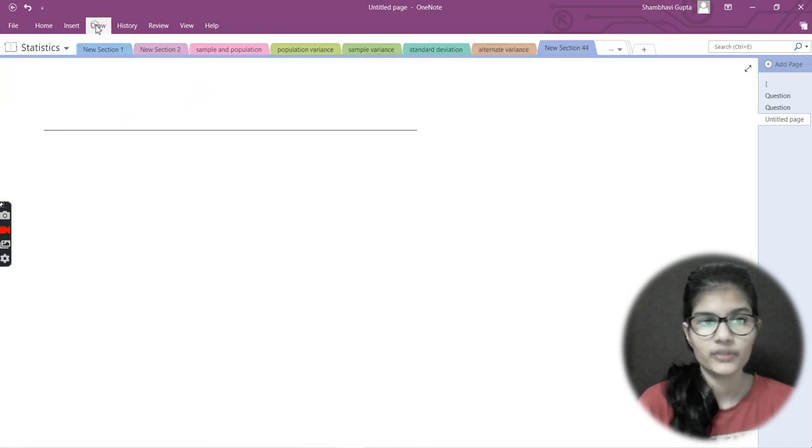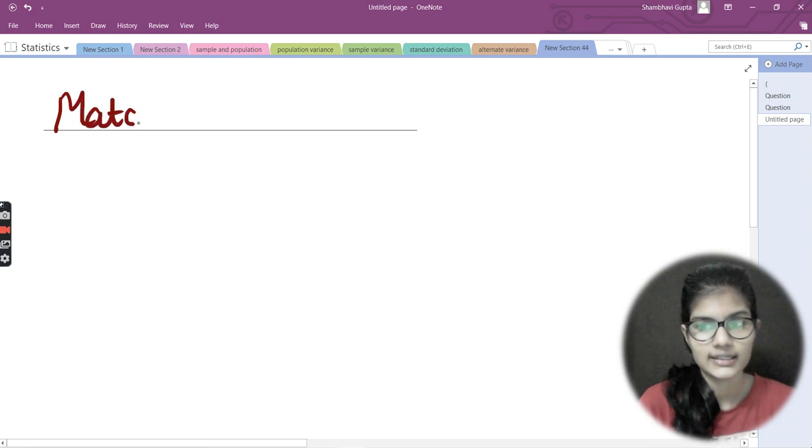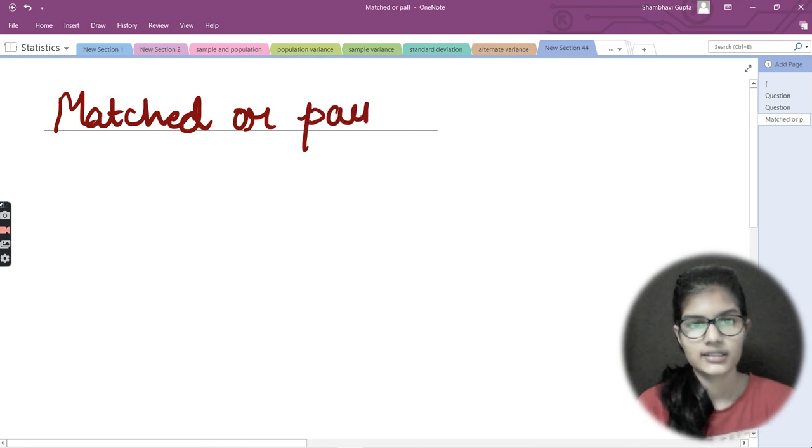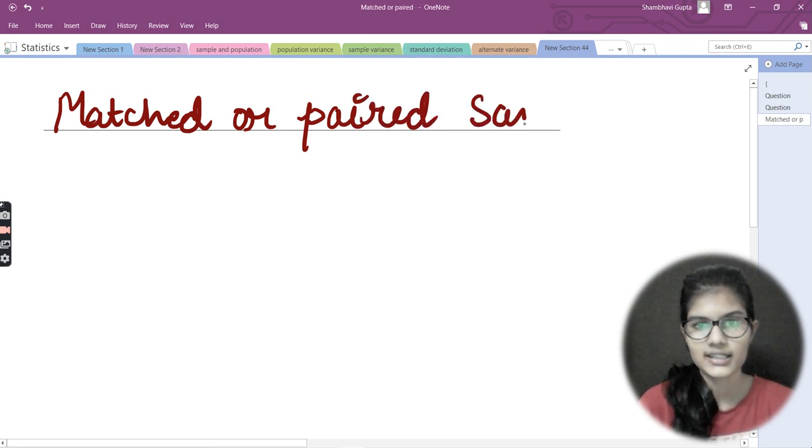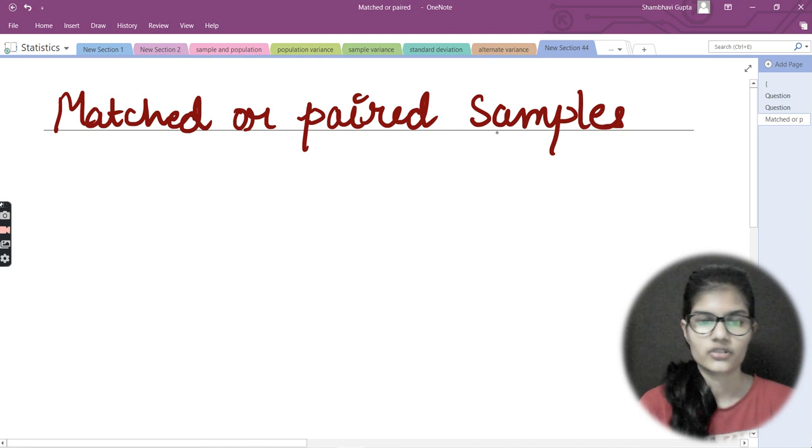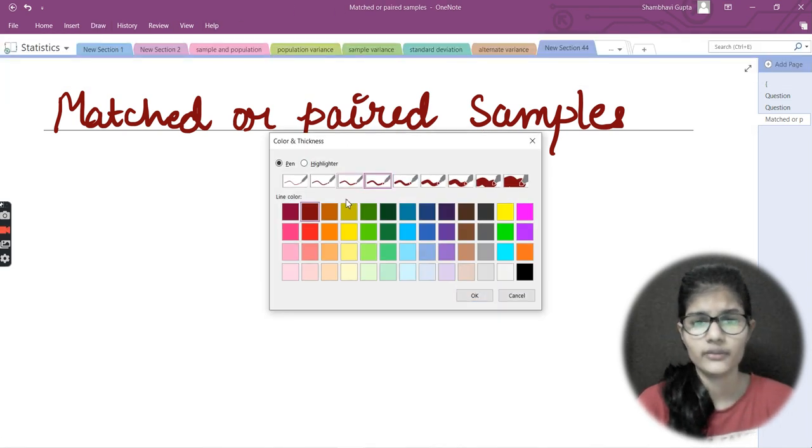Right, let me put on the topic first of all and let me take out the color. So here we have the color, and the topic is matched or paired samples. Yeah, this is the topic for the discussion of today. Here I'll be mentioning some points as well as some formulas on this particular topic. Let me quickly take out some color for writing the things ahead, and then we can move ahead.